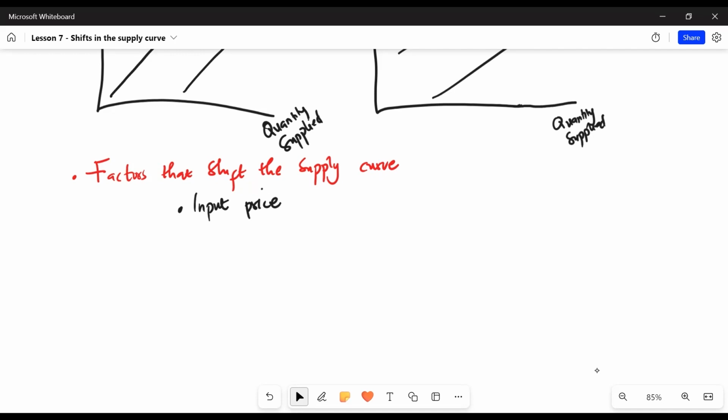And if your input prices decrease, for instance, if wages are reduced, this will translate as a reduction in your marginal cost or a reduction in your cost of production, which is going to increase your supply and shift it to the right. The next factor that shifts the supply curve is productivity and technology.